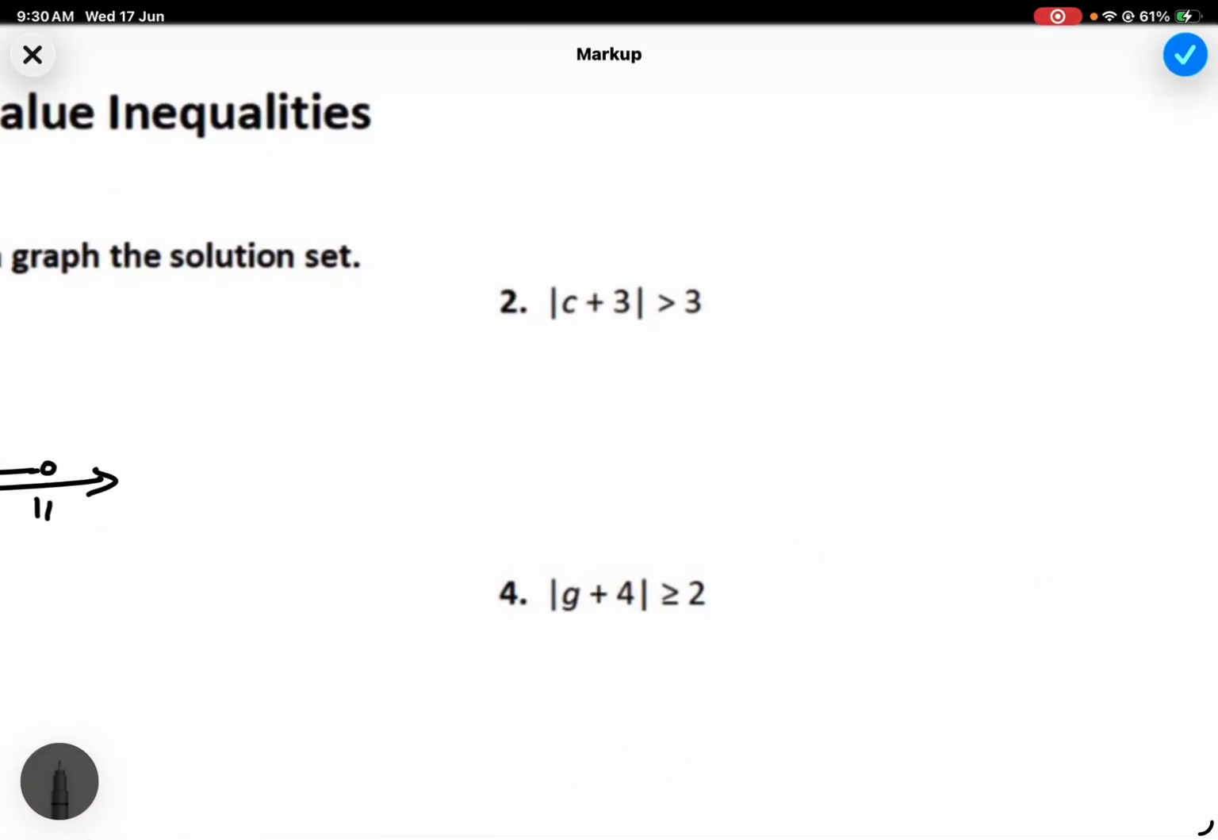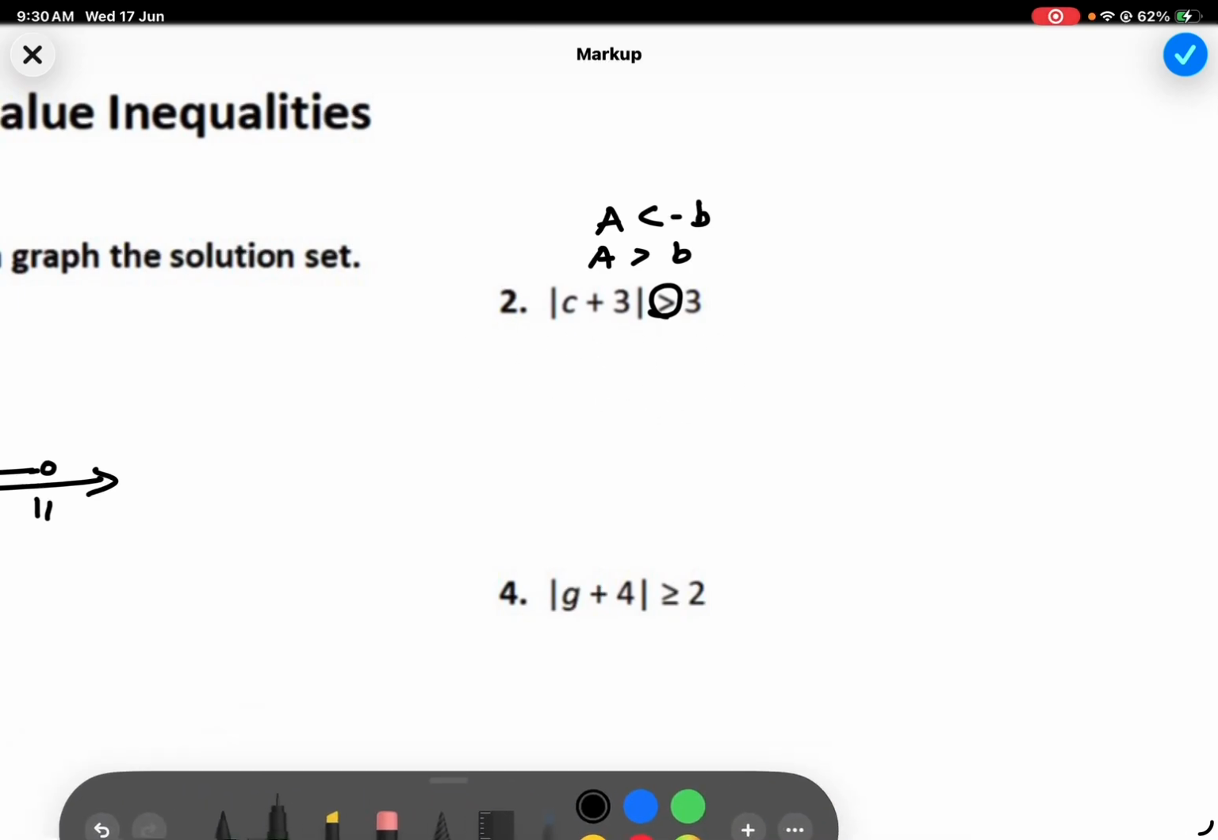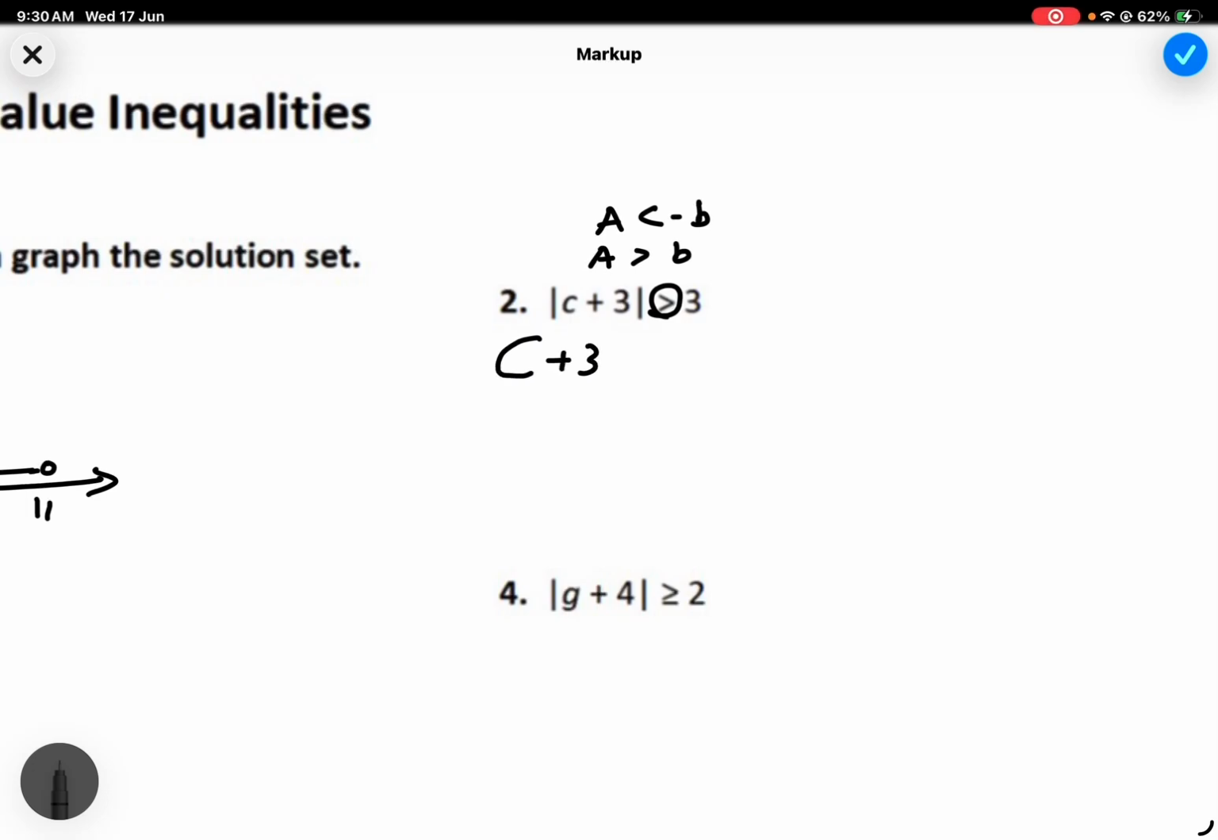For question 2, because it's greater than, we said A is less than negative B and A is greater than B. Did I explain this right? Okay. C plus 3 is less than negative 3 because I explained that. I'm so sorry. Okay. C plus 3 is less than negative 3, and we get C is less than negative 6 because we subtract 3 on both sides.